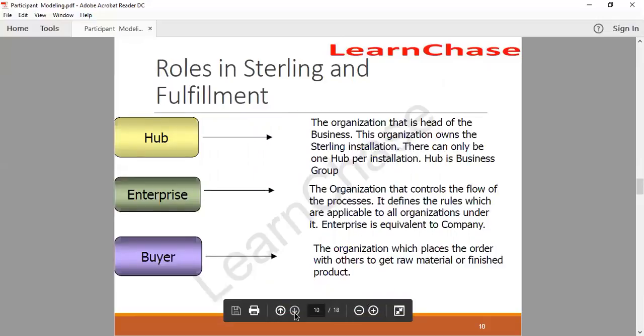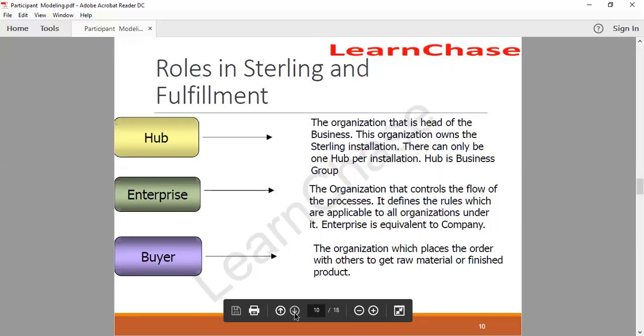Now, in Sterling, these are called by the following names. Hub. The hub is the head of the business. That's a business leader. In the previous example, we called it Tata. This shows that the organization owns the entire system. Now, Tata owns the entire system, which you saw. It has so many other companies associated with it. There can be only one hub per installation, and hub is the business group. That is the topmost level.